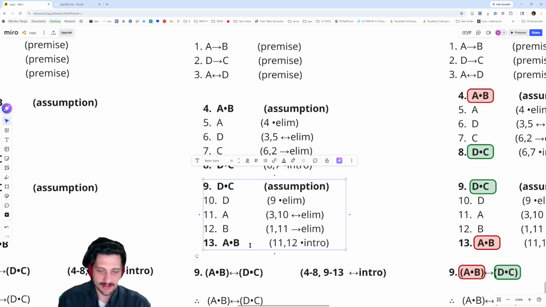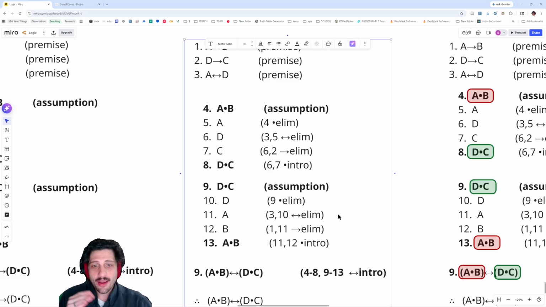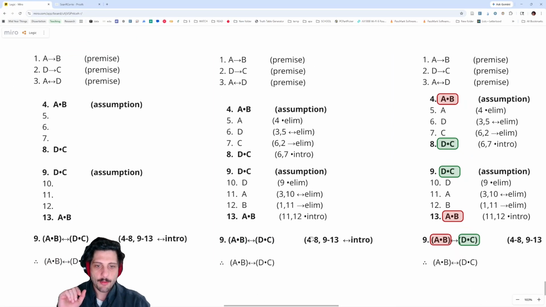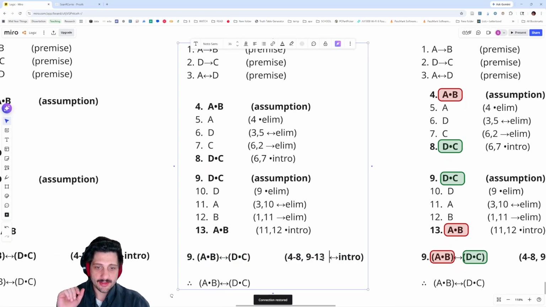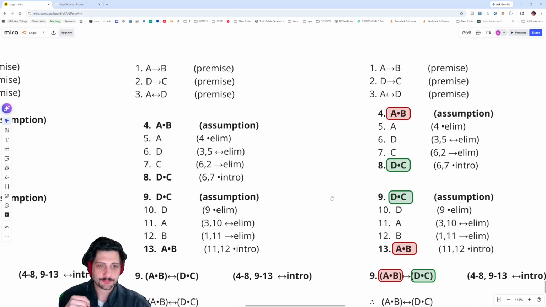We don't want to assume anything extra. Okay, and now based on doing that, we've really shown that A and B is true if and only if D and C is true, right? Based on the first subproof and the second subproof, it follows that they both lead to each other, right?